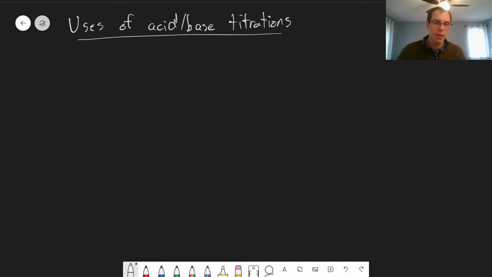To finish up this chapter on acid-base titrations, I want to talk about one of the most common uses of acid-base titrations. This has come up in class before, but I just want to talk about it in a little bit more detail. The largest use of acid-base titrations in the world is what's known as the Kjeldahl nitrogen analysis. Let me make sure I can spell this right.